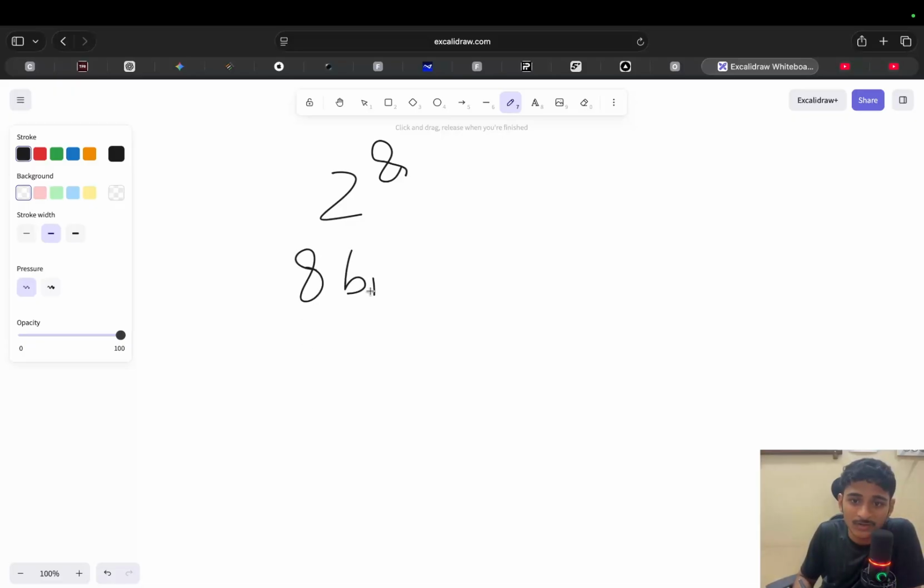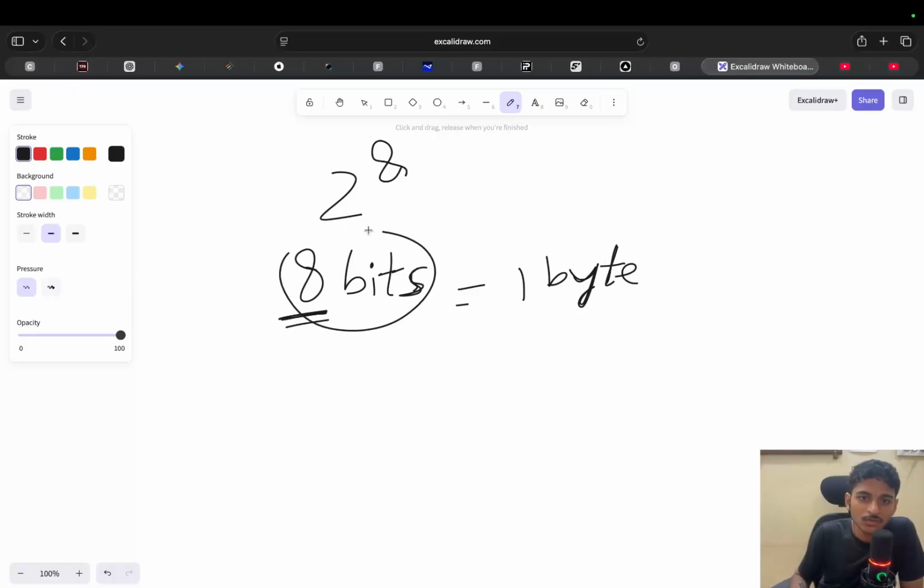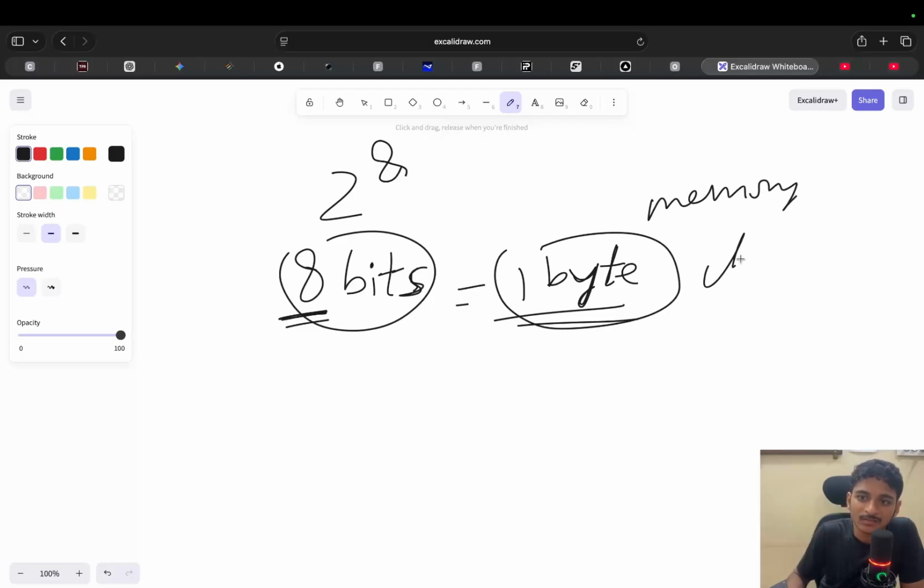Why not 6? Why not 7? Why not 10? You should have had that doubt. I have not mentioned it earlier, but why is 8 bits equal to 1 byte? This was the underlying reason. 8 bits is equal to 1 byte, and 1 byte is the exact memory needed for a character. What is a character? Anything that you can type.